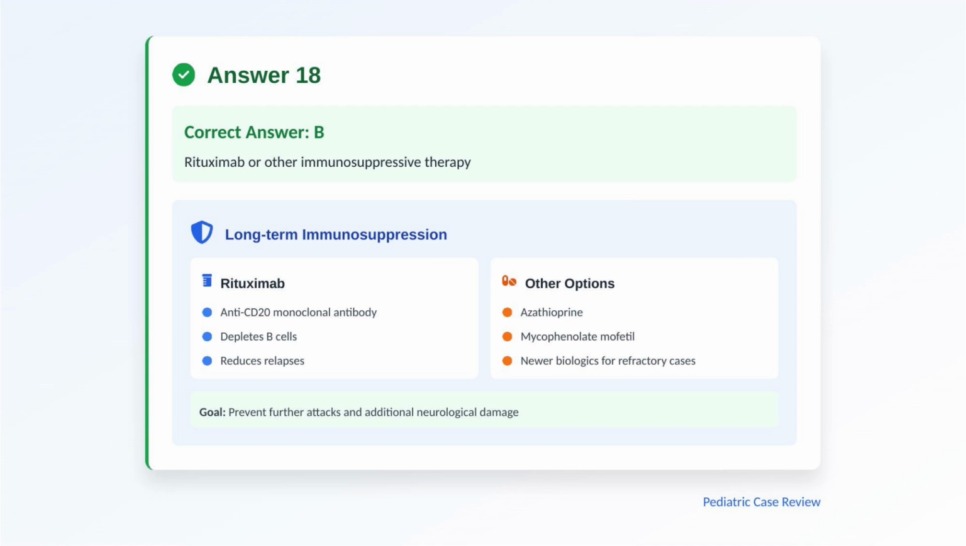Long-term immunosuppressive therapy, such as rituximab, is indicated for children with recurrent transverse myelitis associated with neuromyelitis optica. Rituximab, an anti-CD20 monoclonal antibody that depletes B cells, has shown effectiveness in reducing relapses. Other options include azathioprine, mycophenolate mofetil, and newer biologics for refractory cases. The goal is to prevent further attacks, as each episode risks additional neurological damage. Treatment decisions should consider the child's age, comorbidities, and specific disease characteristics.